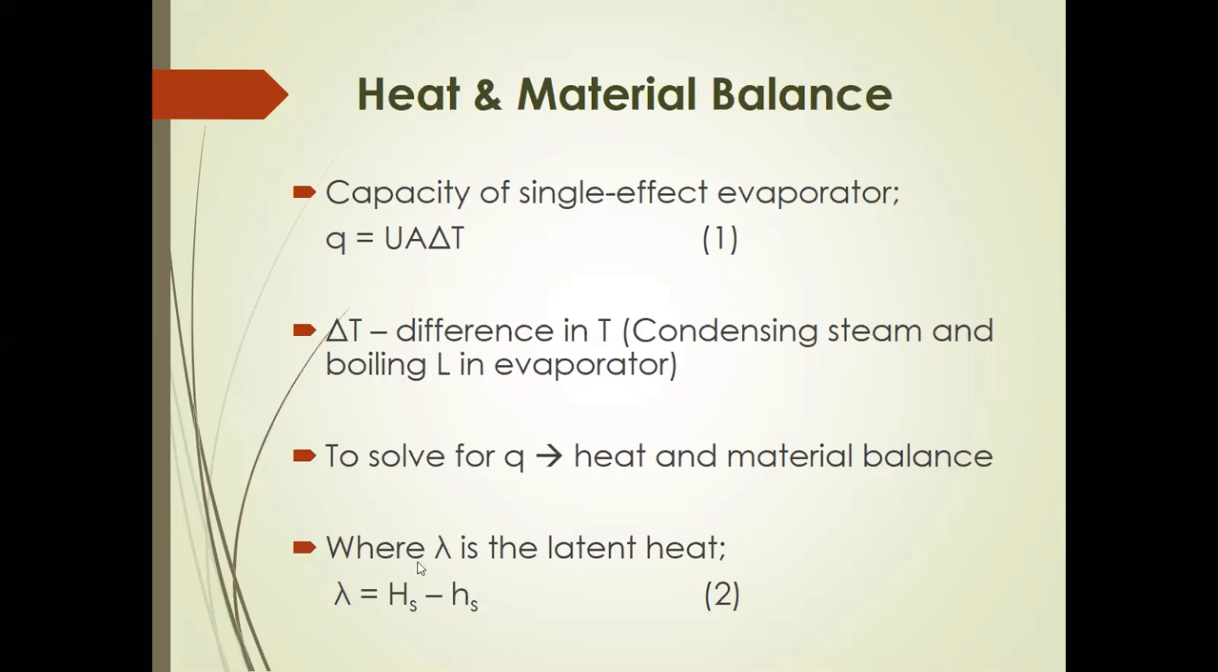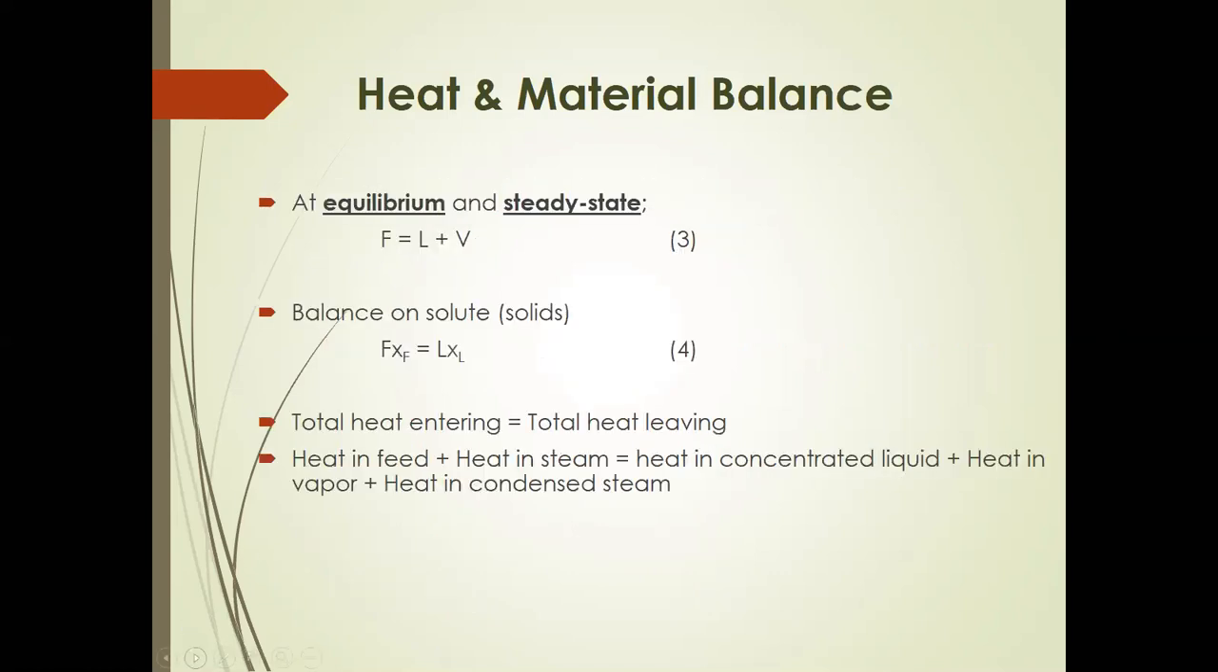Now, most steam tables do not have a column for latent heat of evaporation. They don't have it. So what you do, you get the difference between the saturated vapor enthalpy and the saturated liquid enthalpy. That will give you the latent heat of evaporation of your steam, or of any fluid for that matter.